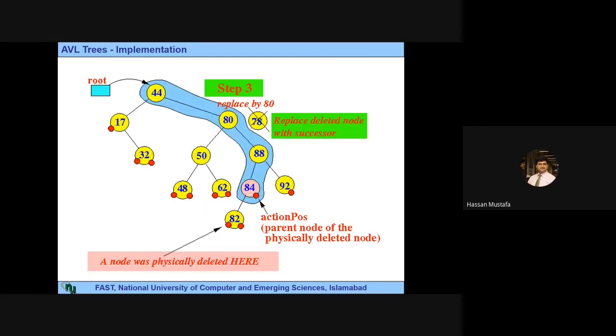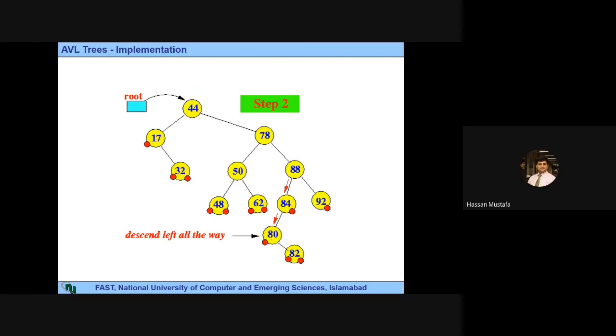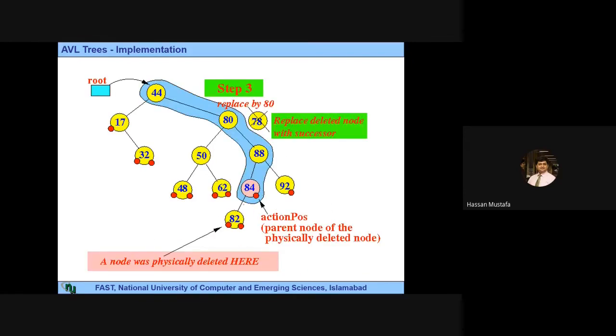What we do is that we replace 78 with this 80 and perform a deletion at this point. 80 is deleted from this point, and when we deleted 80, 82 became the left child of 84. Okay, so this is the adjustment that we do when we delete a node with one child.